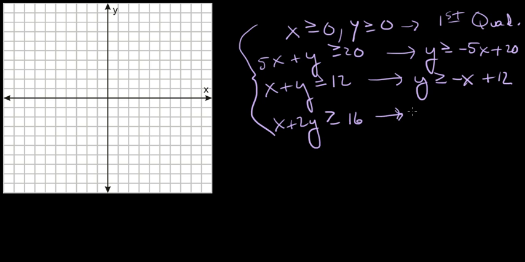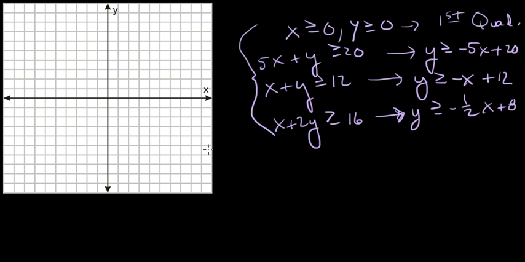And if I do some maneuvering with this, and I'll let you do this on your own, that equals negative 1/2 x plus 8. Just divide everything by 2, you get x over 2 plus y is greater than or equal to 8. So then you subtract x over 2, which is 1/2 x, and that's why you get what you get here, okay? So there's my inequalities. Now let's graph those and see what we end up with.